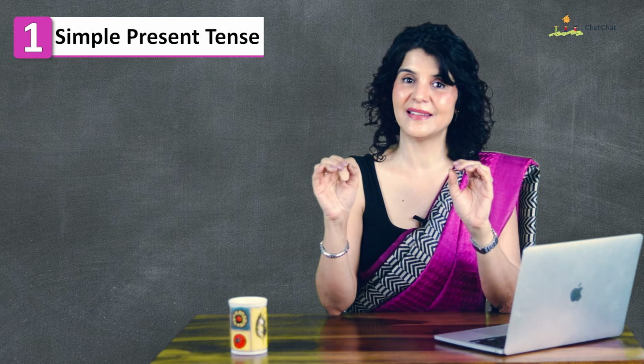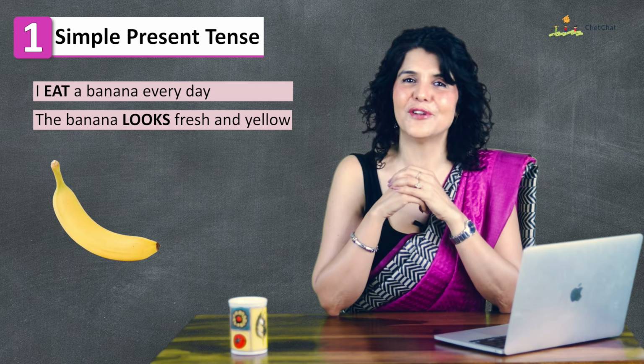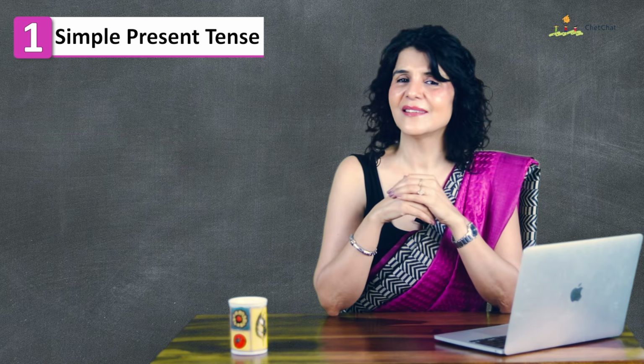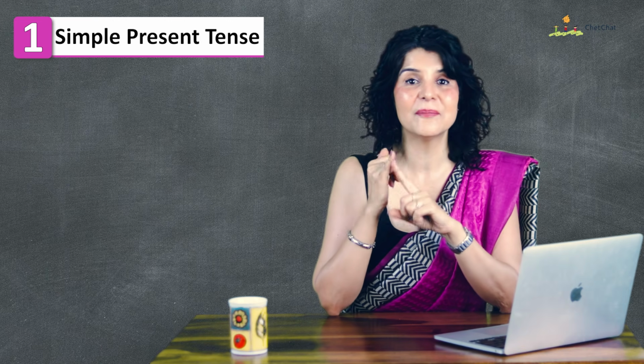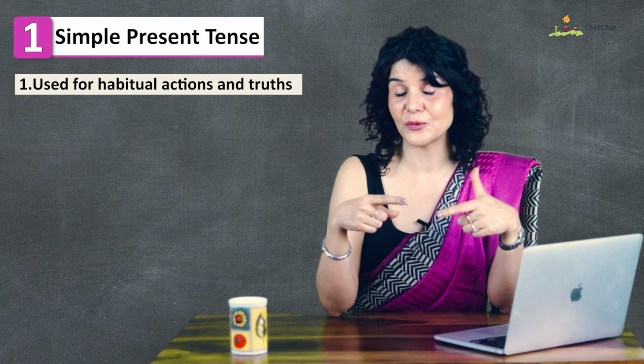Time to look at all the uses of tense number 1, simple present tense or present indefinite tense. I eat a banana every day. The banana looks fresh and yellow. Let's look at its uses. Use number 1. Simple present tense is used for habitual actions and truths.